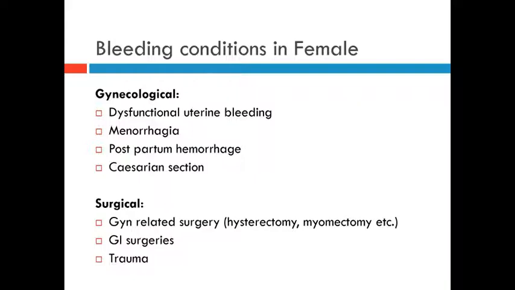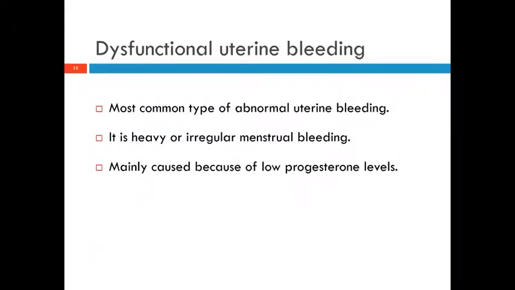We will understand each one of them. Let's have a look. The first indication is dysfunctional uterine bleeding. It is the most common type of abnormal uterine bleeding. It is heavy or irregular menstrual bleeding and it is mainly caused because of low progesterone levels.